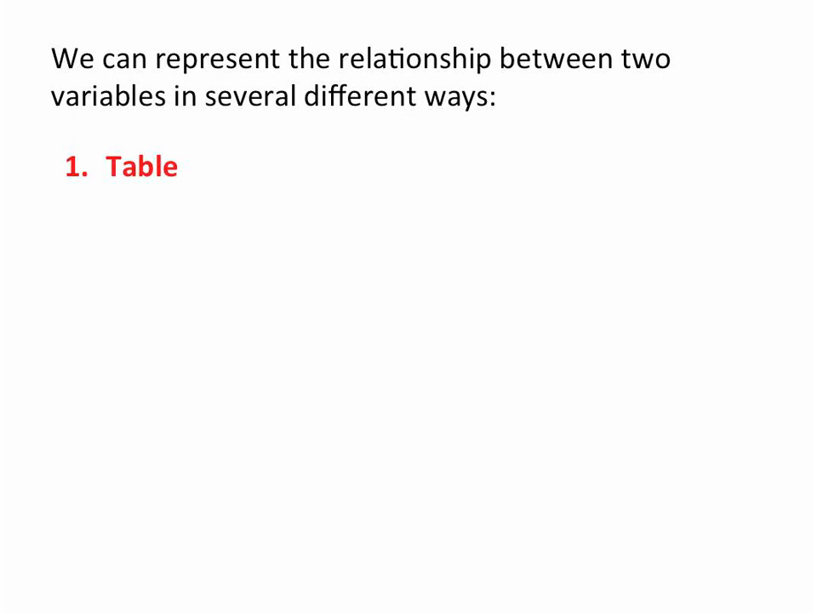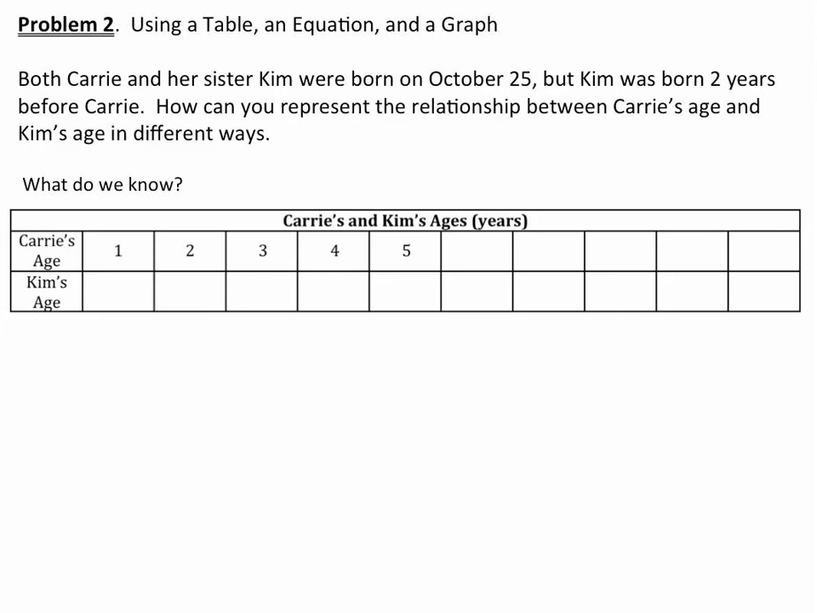We can do a table. We can do an equation or a rule. And we can do a graph. All right, so those are our big 3: table, rule or equation, and a graph. All right, here we go.